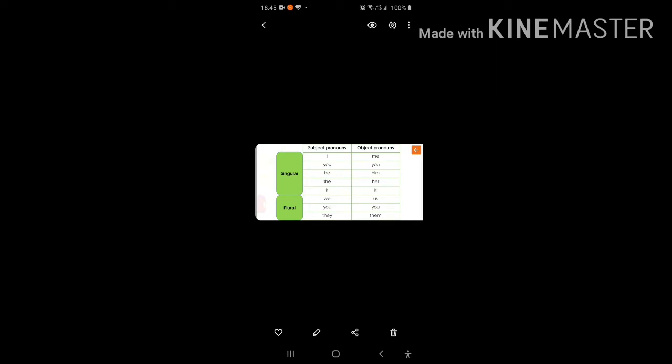Now children, this is the list of subject pronouns and object pronouns. Let us see the singular subject pronouns: I, you, he, she, it. Plural subject pronouns are we, you, they. Singular object pronouns are me, you, him, her, it. And plural object pronouns are us, you, them.